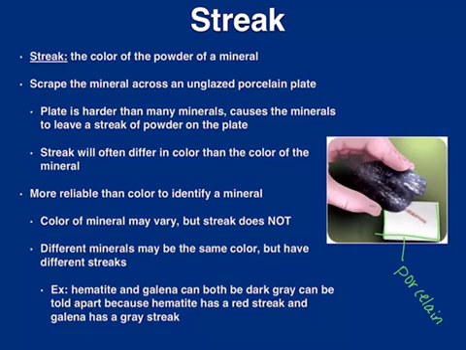This is a much more reliable method of identifying a mineral because even if the color of a mineral can be different, the streak will always be the same color. Different minerals may also have the same color, like the pyrite, the fool's gold, and gold, and they can have different streaks. For example, hematite and galena are both minerals, and they both have a dark gray color, but they can be identified as two separate minerals because hematite has a reddish brown streak, whereas galena will have a gray streak.